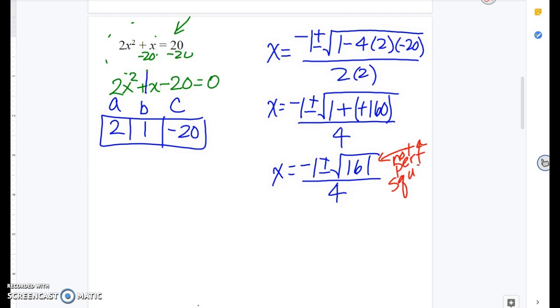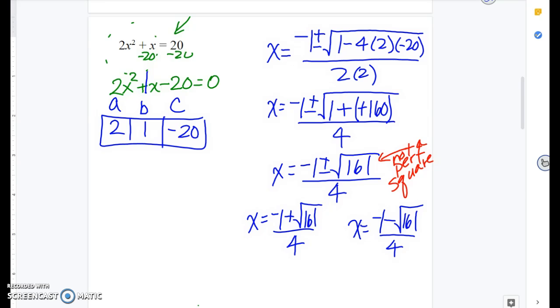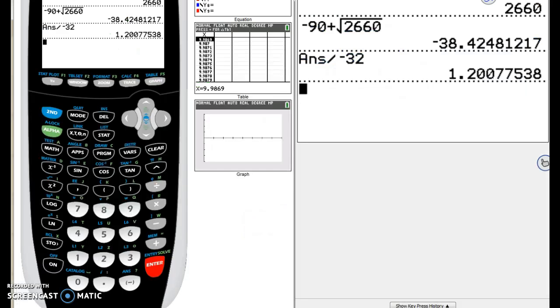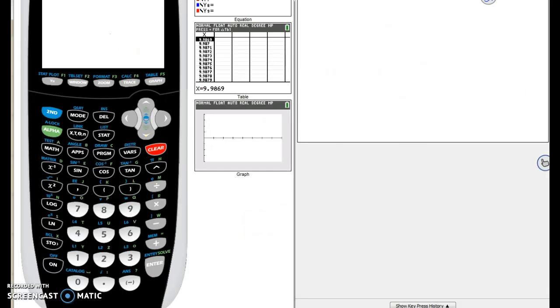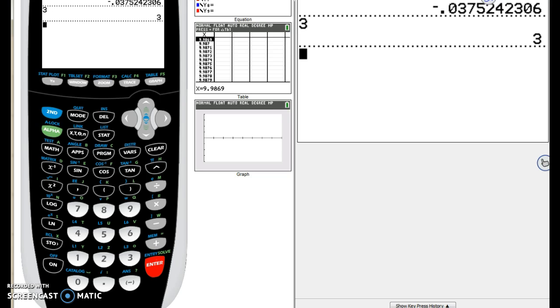So that means I'm going to need to put it into my calculator in the right way to come up with what this answer is. So again, my solutions, maybe two of them: x equals negative 1 plus the square root of 161 over 4, and x equals negative 1 minus the square root of 161 over 4. So when I go into my calculator to do this, this is exactly what I am going to have to do.